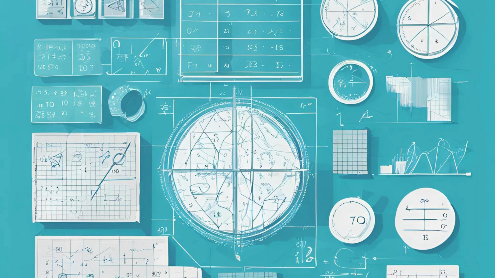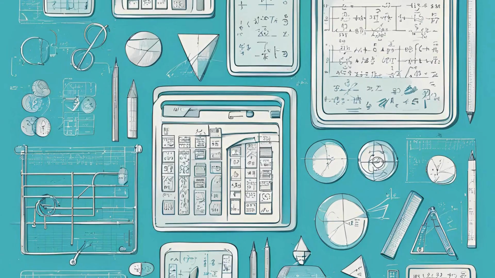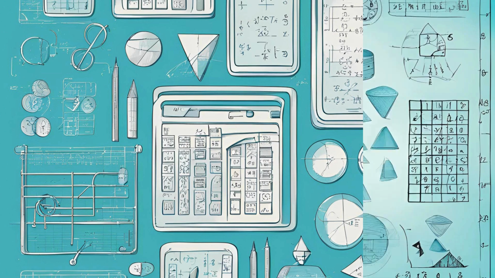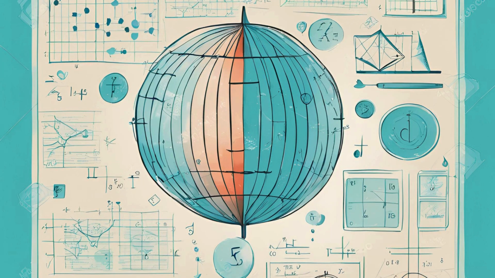So nets are 2D shapes that can be folded up to create 3D objects. It's like having a blueprint for building a 3D shape. Exactly. So if we unfold a cube, we'd get a net made up of 6 squares all connected together. And the net of a cylinder would consist of 2 circles for the bases and a rectangle that wraps around to form the curved surface. Exactly. It's pretty cool, isn't it?